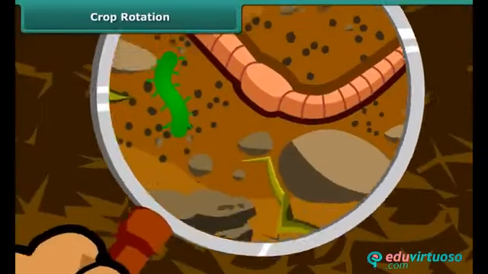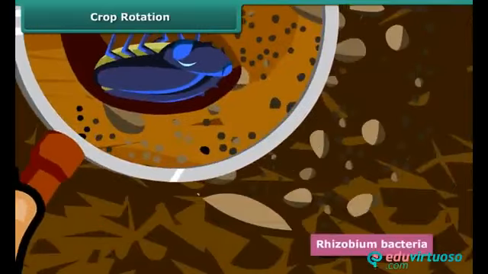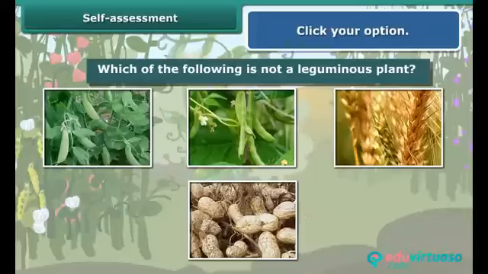You will be surprised to know that some bacteria are present in the root nodules of these leguminous plants. These are known as rhizobium bacteria, which fix atmospheric nitrogen to form nitrogen compounds. When these nitrogen compounds go into the soil, it becomes more fertile. Thus, planting leguminous plants will result in nitrogen-rich soil, and when a cereal is grown in the soil, food grain production increases. Friends, can you tell me which of the following is not a leguminous plant? Click your option.